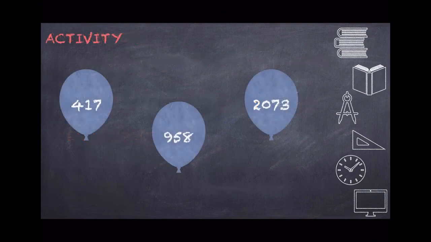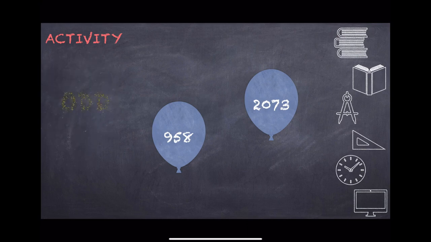So here I have a small activity for you. As you can see, there are 3 numbers written on the balloons. I want you to help me identify the odd and even numbers from the given set. Are you all ready for it? Alright, let's begin. The first number is 417. Do you think this is an odd or even number? Yes, it is an odd number because it is ending with the digit 7.